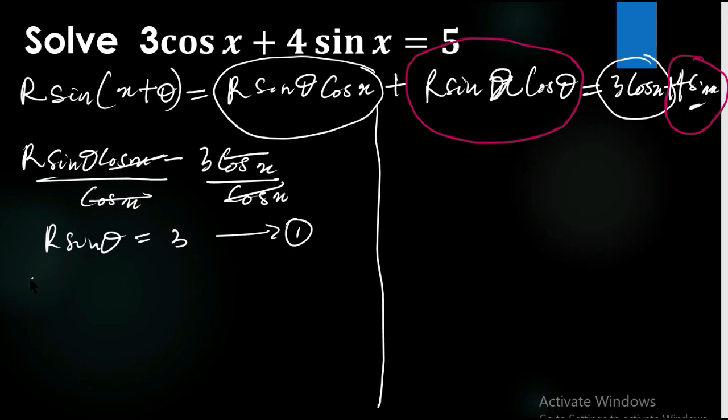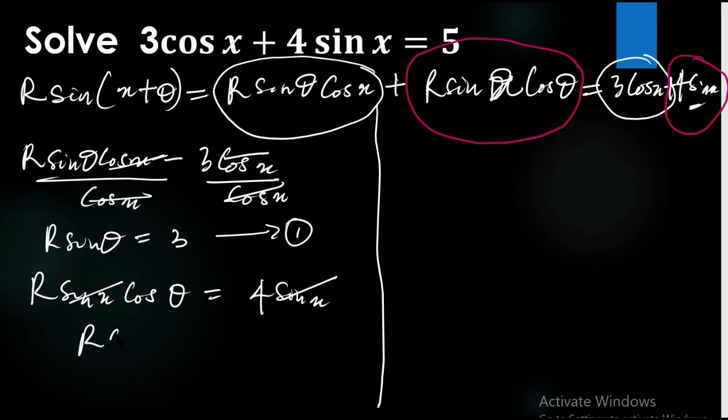Then we'll be saying also that r sine x cos theta is equal to 4 sine x. We can divide both sides also by sine x. Then we'll be saying that r cos theta is equal to 4. Let's call this equation 2.